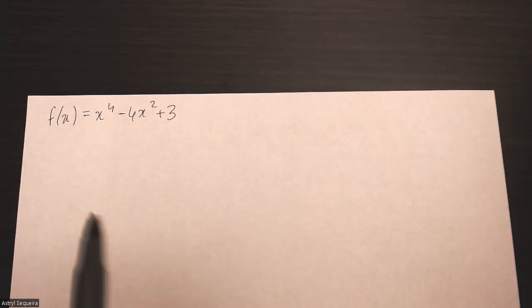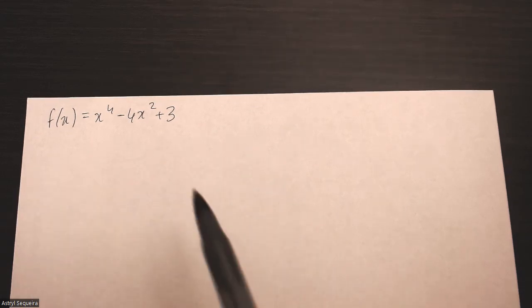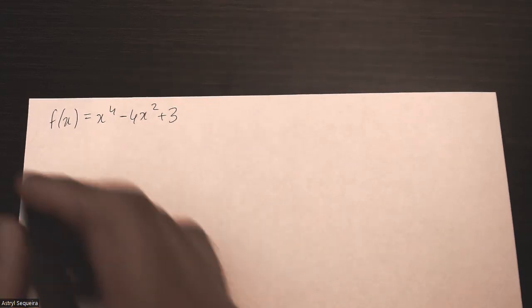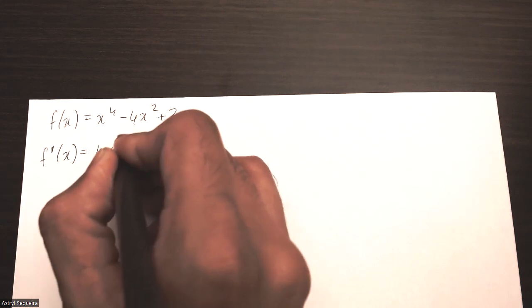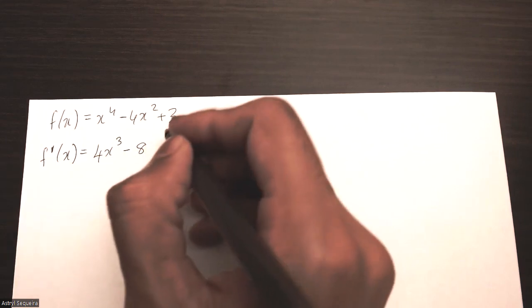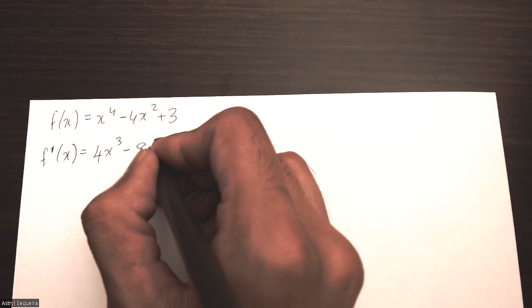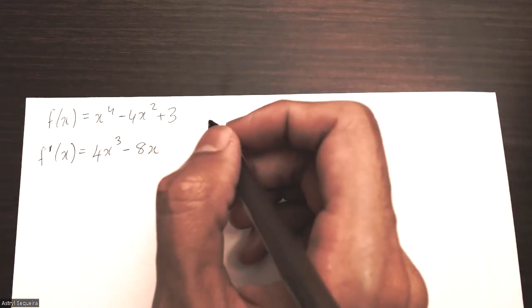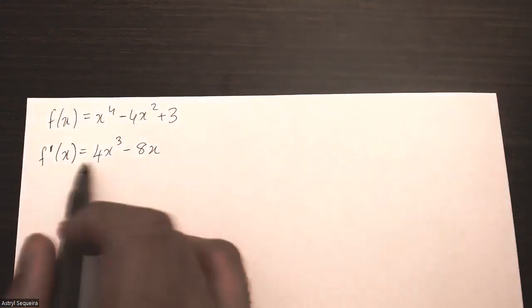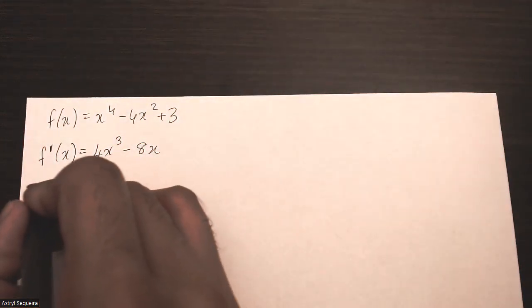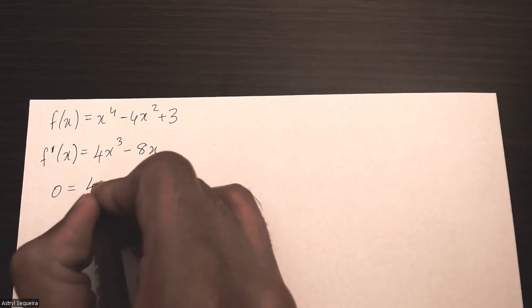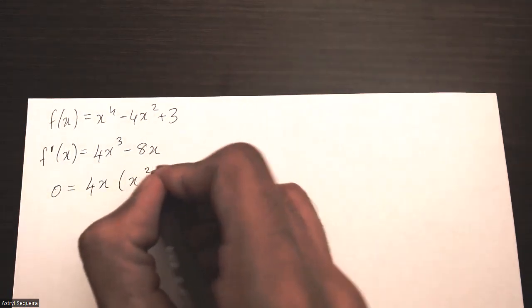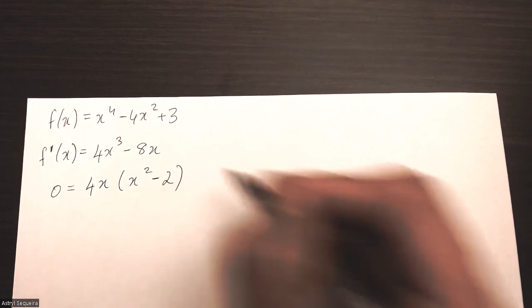All right, so in this video, we want to do the curve sketching algorithm for this equation over here. So the first thing we want to do is derive the equation. So that's going to be 4x cubed minus 8x. Then we need to make it equal to 0, and we need to factor this. If I make it 0 over here, I can common factor out a 4x. I'm left with x squared minus 2.